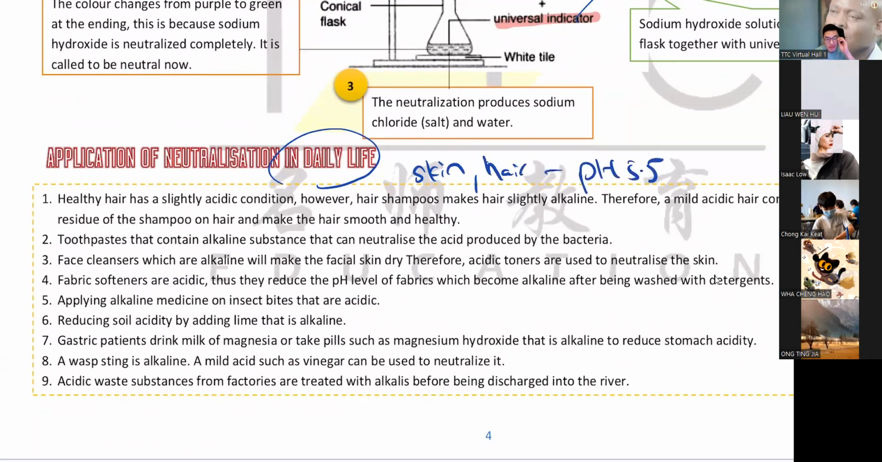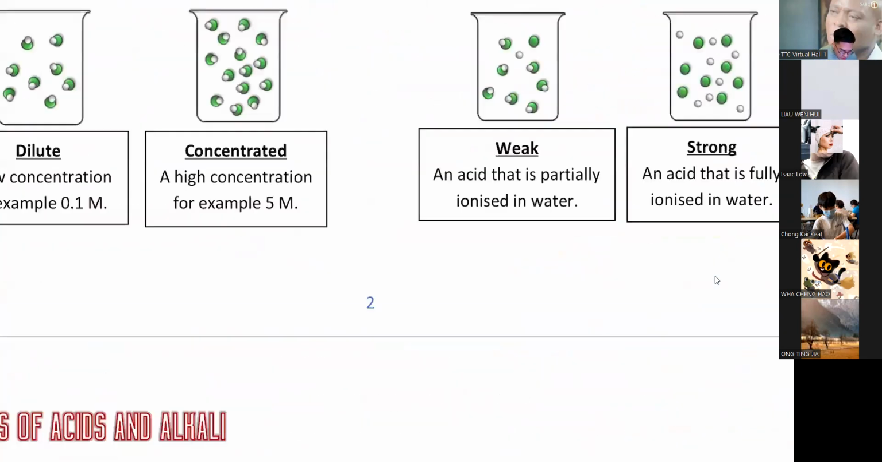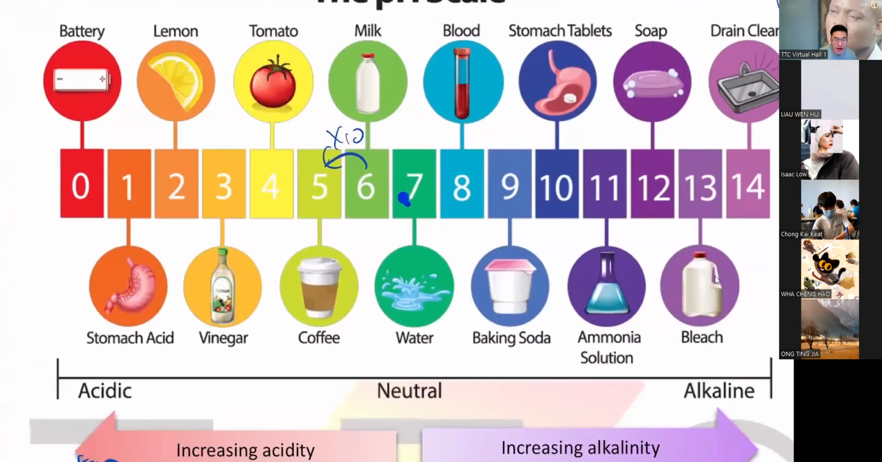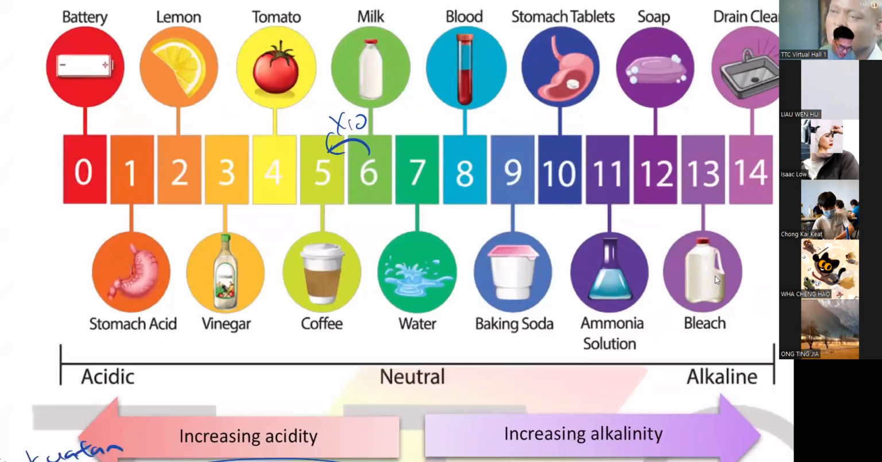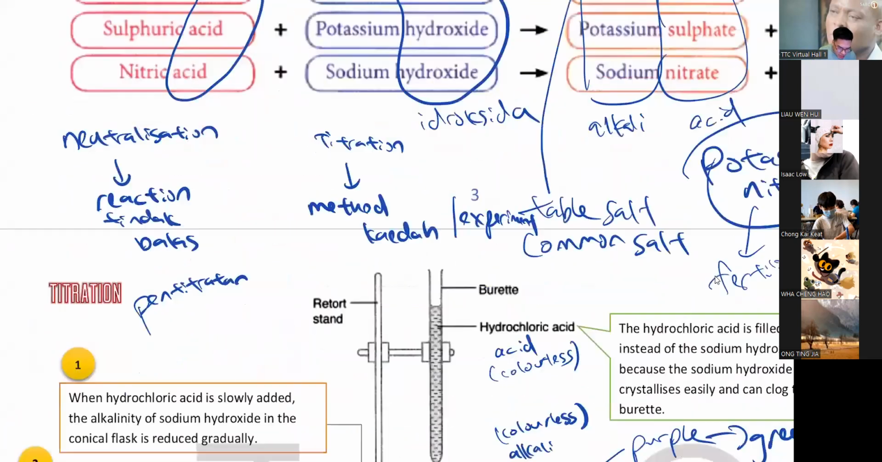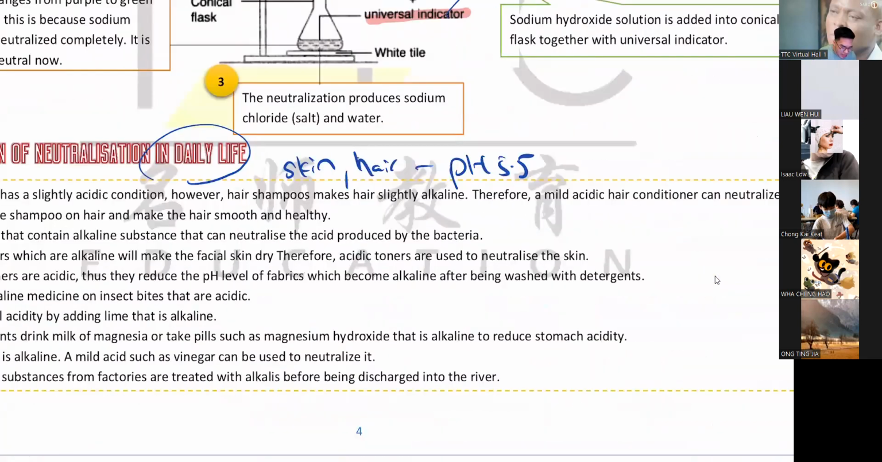Do you know this? Okay, so pH 5.5. What is pH 5.5? As you know, 7 is neutral, right? So 5.5 is actually slightly acidic. So you see, your skin and your hair is actually slightly acidic.